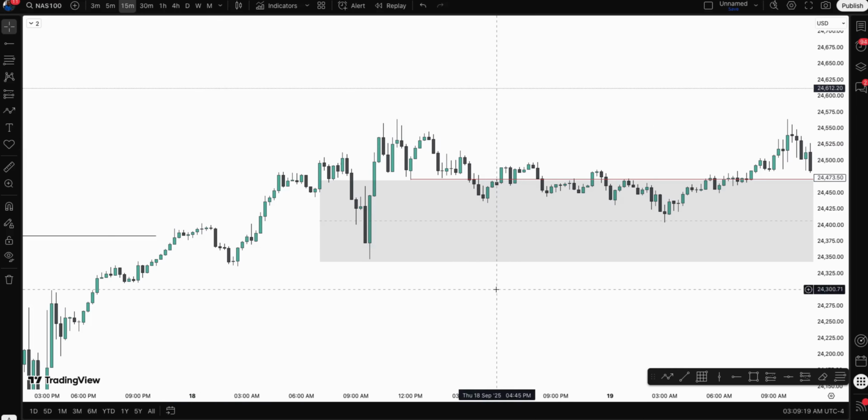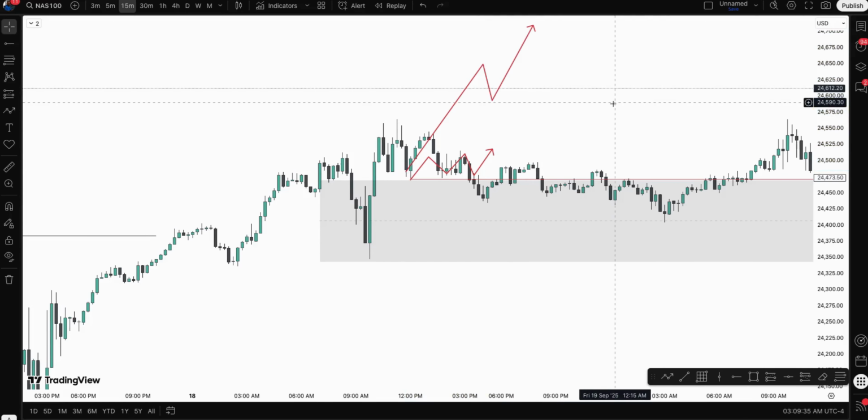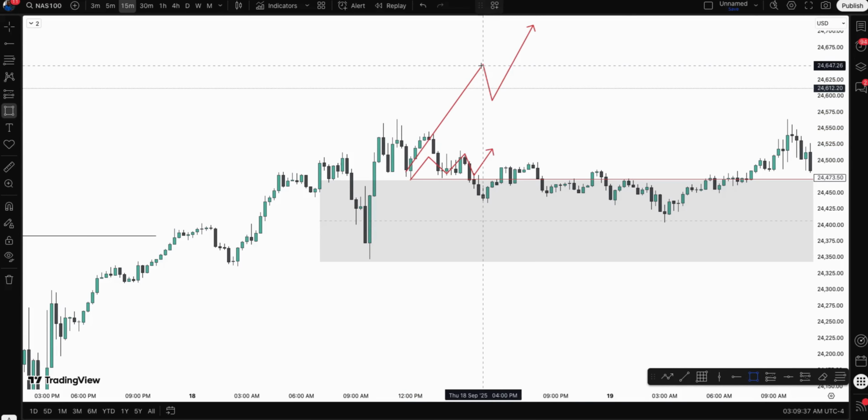So only two things can happen. It's either price plays around this level, or we move and then create another zone where we can trade off from. Then we can trade off that zone.